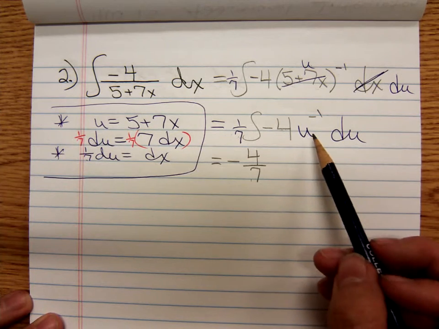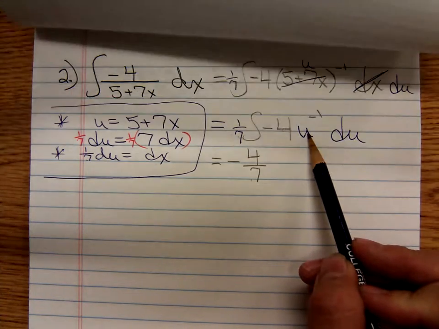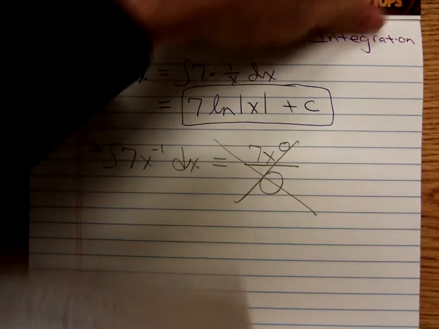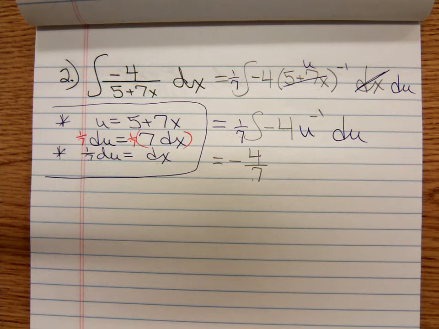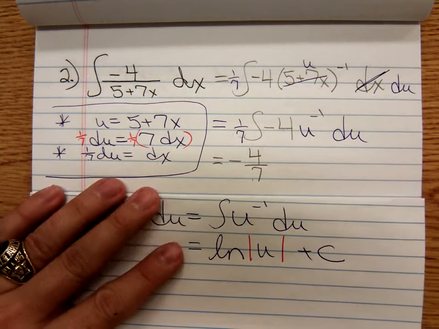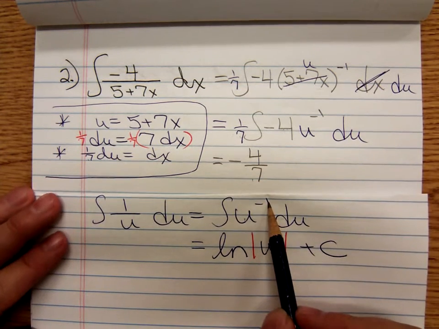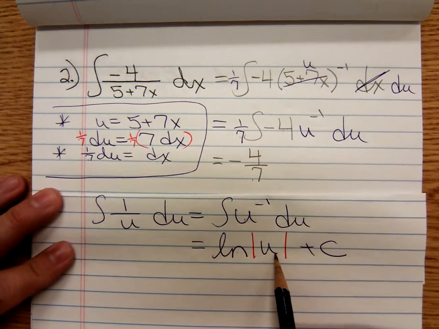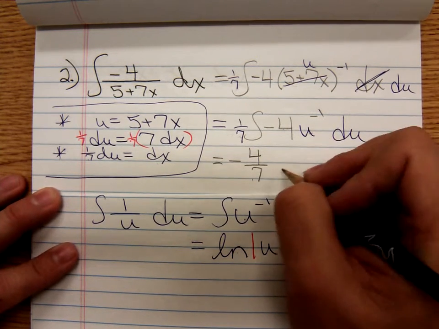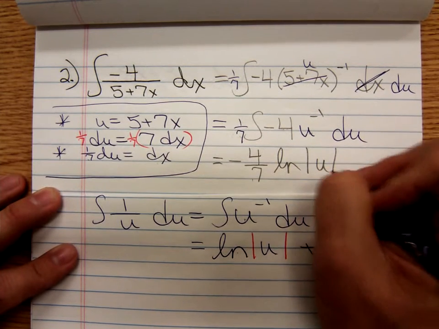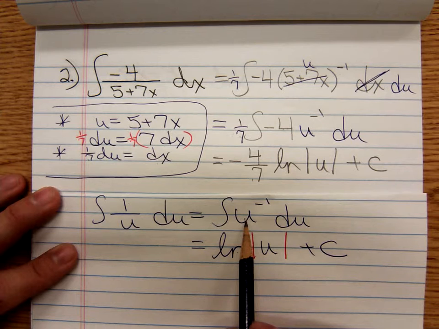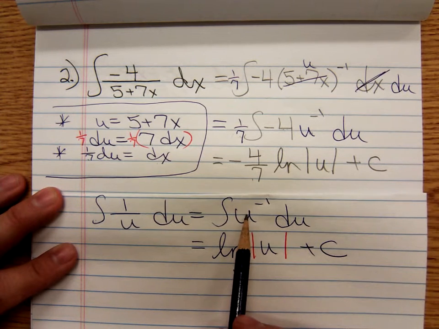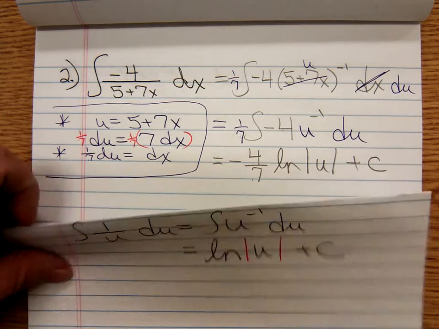should I remember? The antiderivative of, where's that other page? Here it is. Let me fold this. The antiderivative of u to the -1 is the natural log of the absolute value of u plus c. One over u is the same thing as u to the -1. When you anti-differentiate those, you pick up that natural logarithm function.